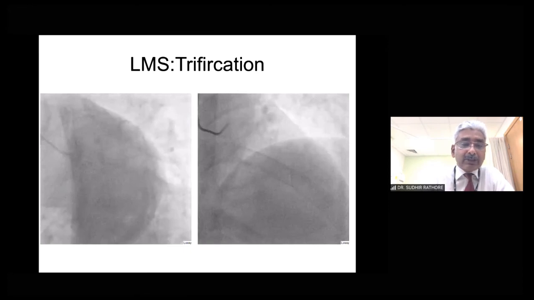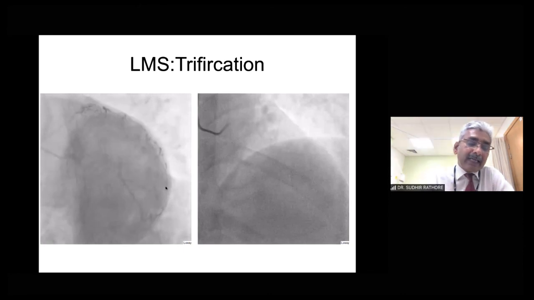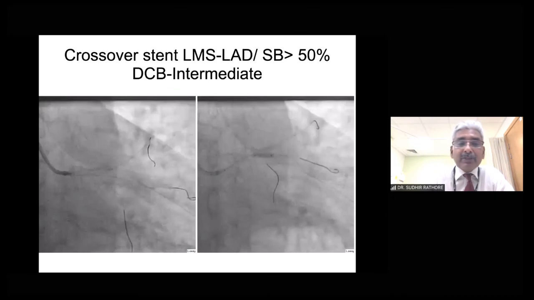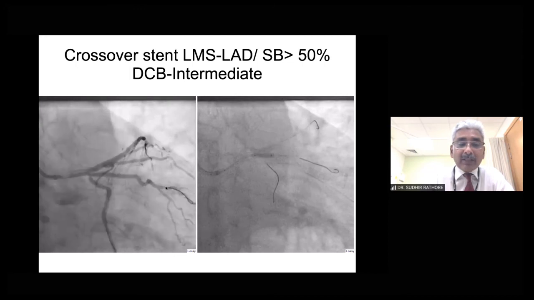So this is my last case. If you see, this is a trifurcation case. The stenosis is severe in the left anterior descending ostium, extending into the left main stem. So I treated this with a crossover stent from left main stem into LAD. And following the stent, the side branch, which you can call a high intermediate or the circumflex, there was some plaque shift and the side branch stenosis was more than 50%.